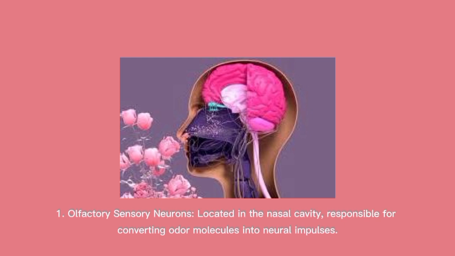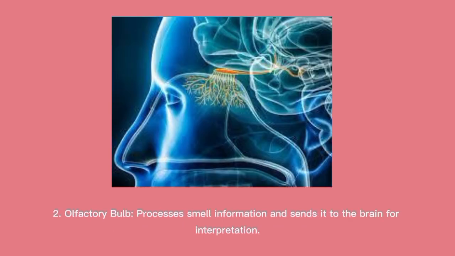Sense of smell. Olfaction. 1. Olfactory sensory neurons, located in the nasal cavity, responsible for converting odor molecules into neural impulses. 2. Olfactory bulb processes smell information and sends it to the brain for interpretation.